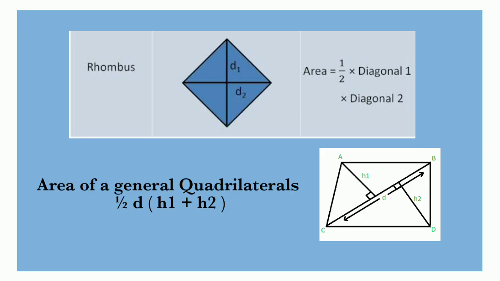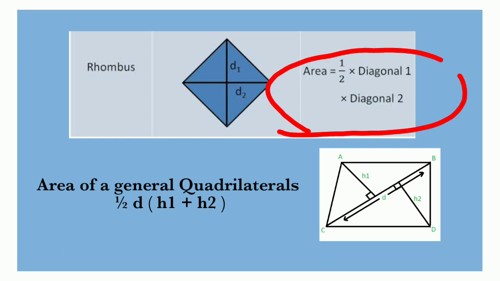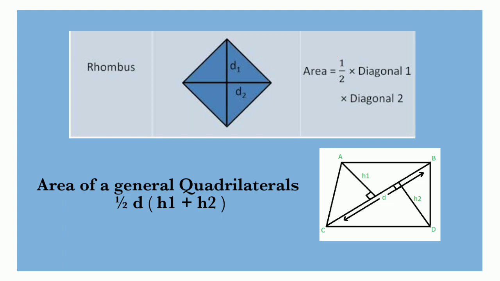Then the next one, rhombus. What is a rhombus? All the sides are equal but opposite angles are equal. That is the peculiarity of a rhombus, and its diagonals are different, that is d1 and d2. So how to find the area of a rhombus? Area is equal to half into d1 into d2, that is, multiply the diagonals and take half of that answer, and you will get the area of the rhombus.